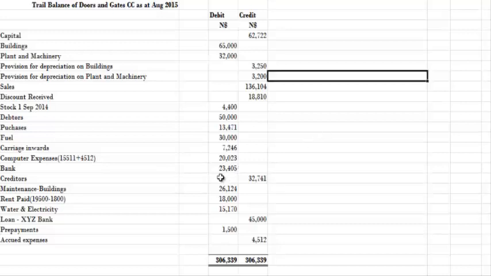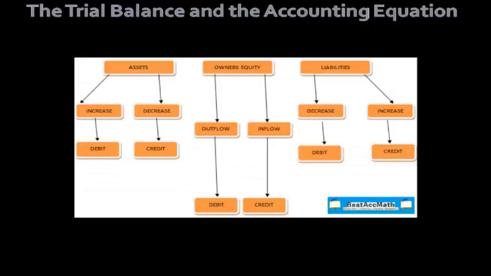And that's it. When doing the trial balance, please use your accounting equation map. This will help you so that you know that all assets should come on the debit side, all liabilities should come on the credit side, and that all inflows, which is income and capital, should come on the credit side, and all expenses and all drawings should come on the debit side.